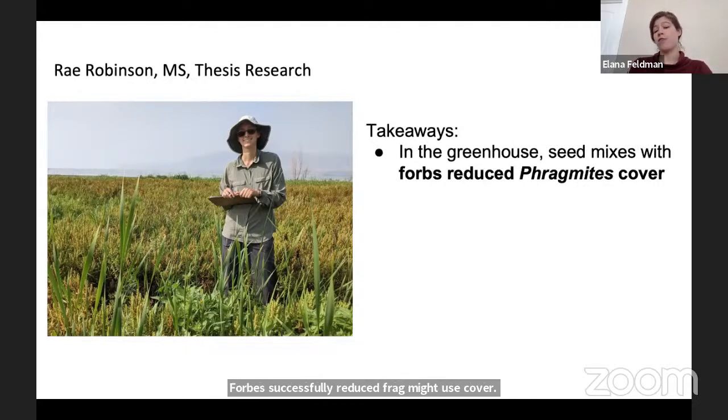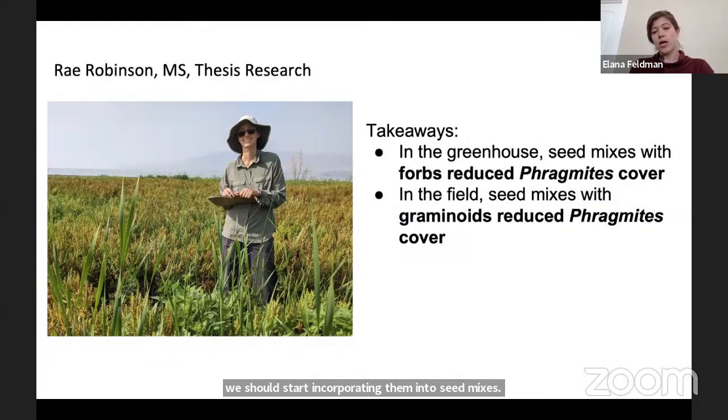So this was an important finding because in Utah, it's very common for land managers to only use graminoids, but this suggested that forbs actually have a lot of potential to reduce Phragmites in our area, and so that we should start incorporating them into seed mixes. However, when she conducted the same experiment in the field, she found that it was actually the graminoids that were reducing Phragmites cover, not the forbs.